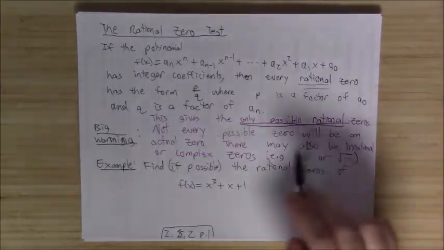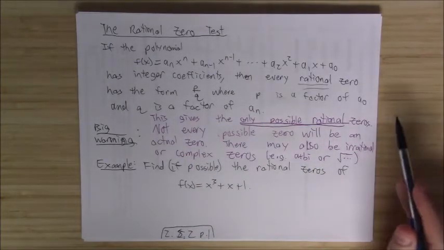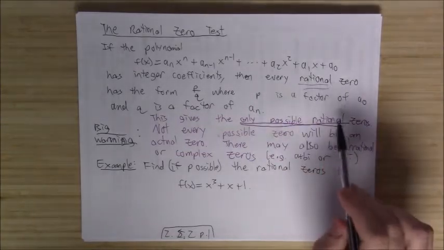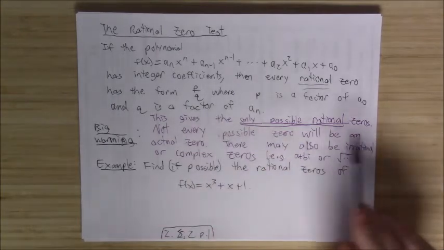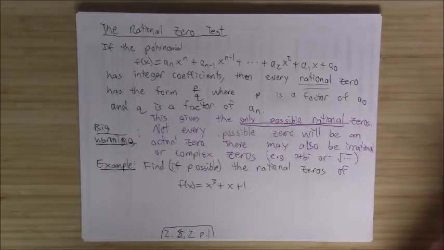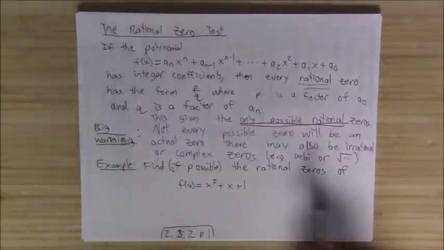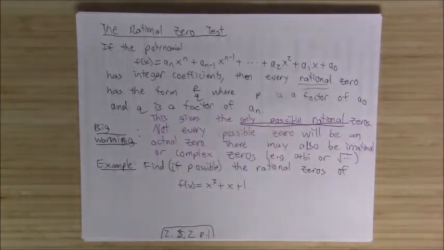So with that said, there's a big warning here, which is the following. This gives only possible rational zeros. So it's good in that sense because there's no rational zeros that could escape this list that we'll make. However, not every possible rational zero needs to even be an actual zero. Also, there may be some irrational or complex zeros that we're missing, okay?